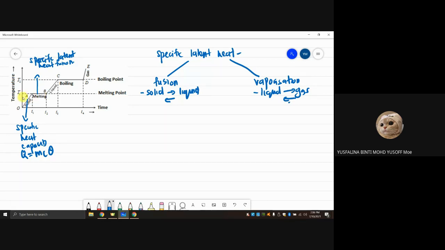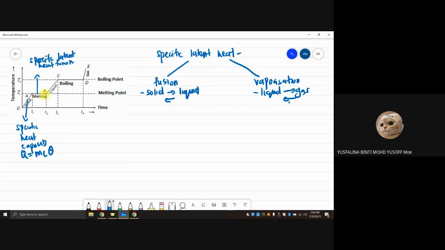But at this part, the energy is used to increase the kinetic energy. For the specific heat capacity, if they ask why the temperature keeps increasing, it is because the energy is used to increase the kinetic energy. This one, the energy is used to break the bond.